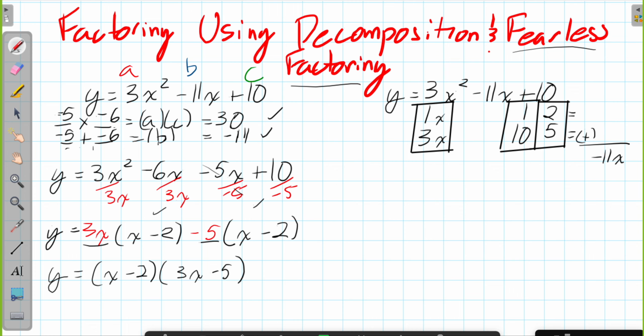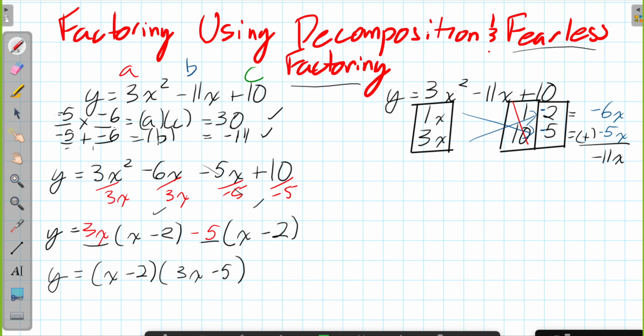Our last one might be 1 times 5 and 3 times 2. 3x times 2 gives us 6x. And 1x times 5 gives us 5x. Hey, this is going to work out, except that they both need to be negative. Okay? I need them both to be negative, which means I'm going to put the last term here, because these are factors, -2 and -5. Okay? So I kind of filled them in after.